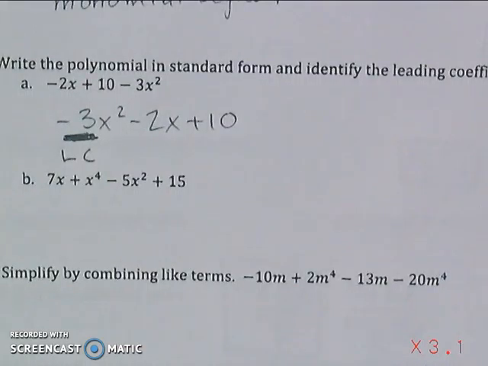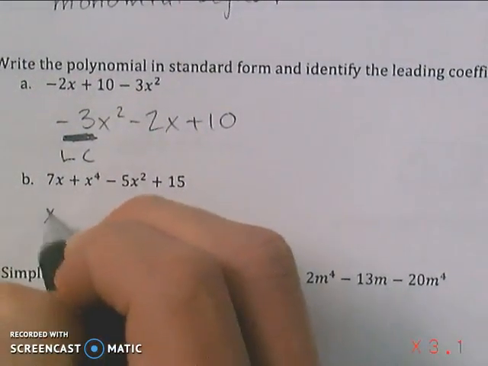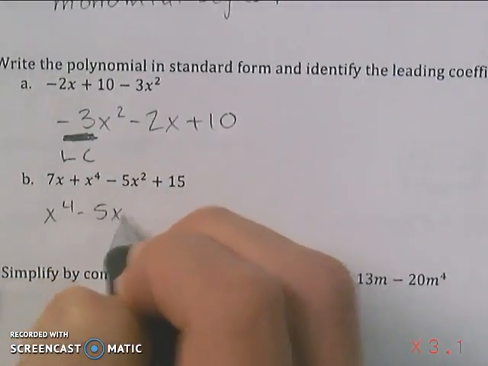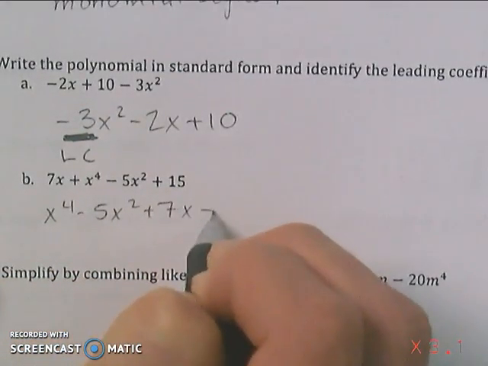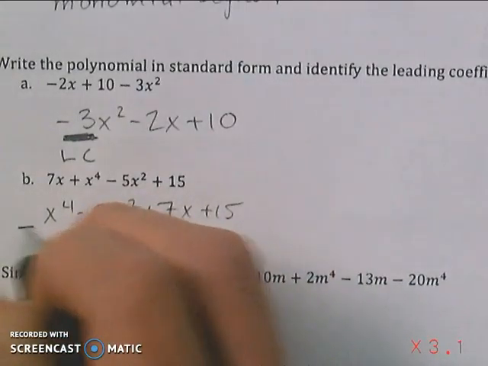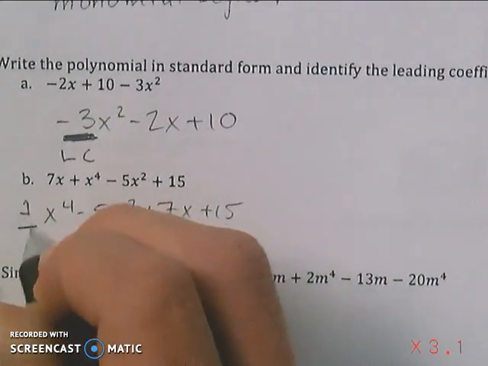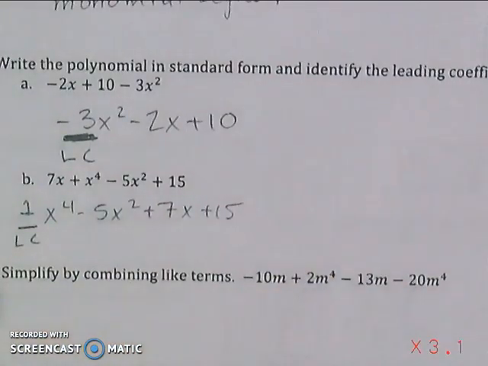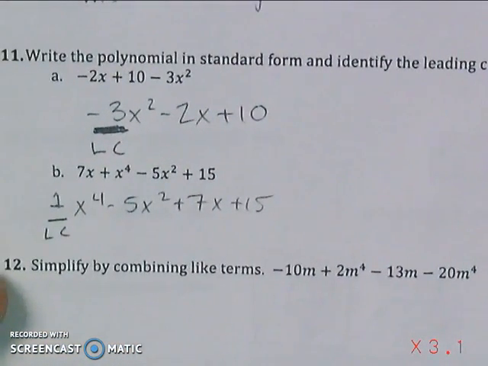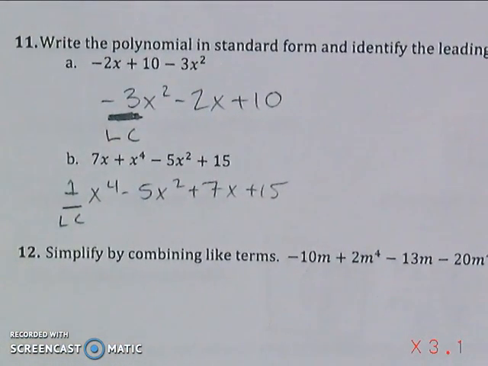For the bottom one, we're going to do x to the 4th minus 5x squared plus 7x plus 15. My leading coefficient is technically a 1. It's kind of hiding there in the front, but we get a leading coefficient of 1. It's the number in the very front.